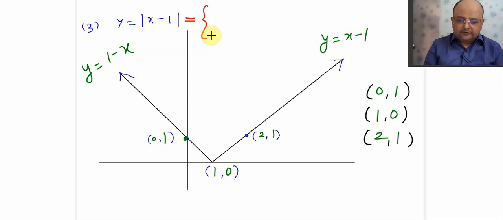What is this? This is the thing. If x minus 1 is positive, you need not write more.